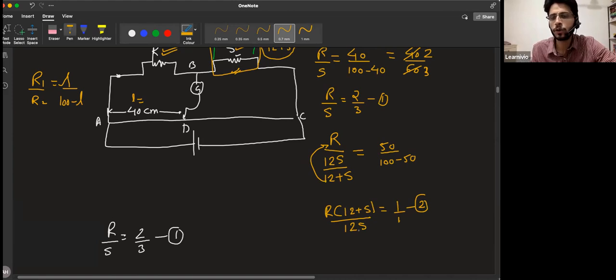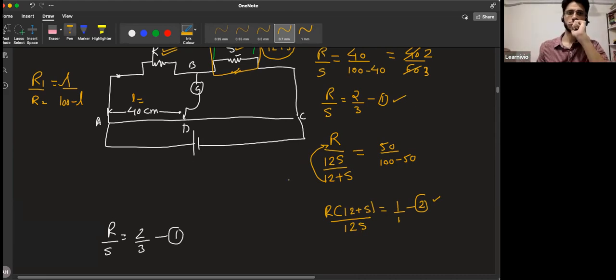So this is R into 12 plus S by 12S, which is 50 by 100 minus 50 square. Now you have to solve these two equations and get the value of R and S. Do it. What happened, Arpit? You're not getting these calculations? Should I repeat it again?